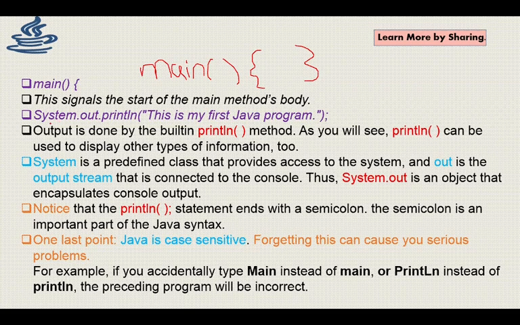So let's look at what the println method is. Println, ln means new line, right? So the output is done by this method, the println, okay? It can also be used to print other types of information too. So System is a class. You can see it's even starting with a capital S.